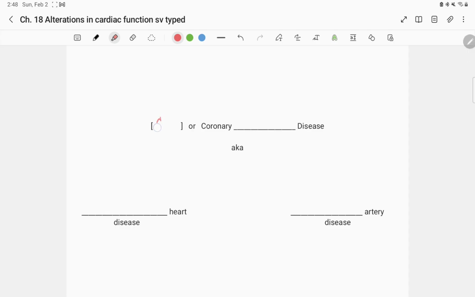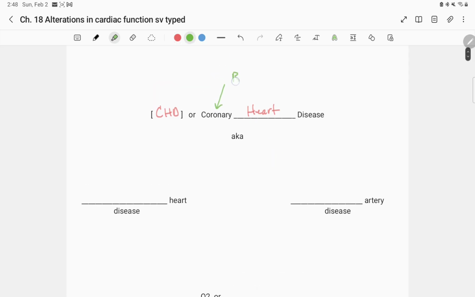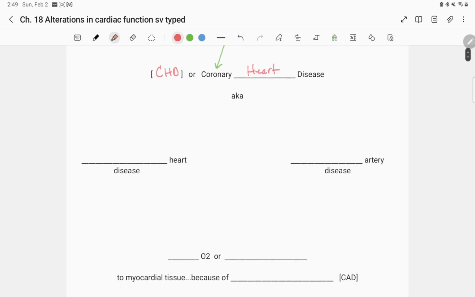Okay, CHD, or coronary heart disease. Now this is the key word here, coronary, which lets you know it is the blood vessels of the heart. Okay, this is what actually nourishes the heart tissue. So coronary heart disease is also known as ischemic heart disease.